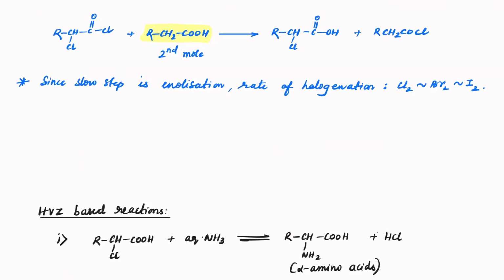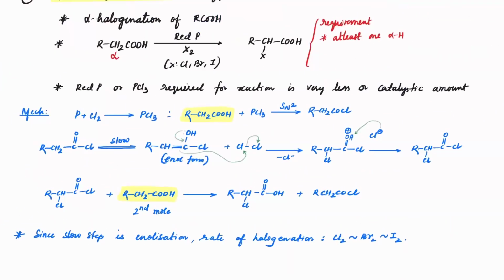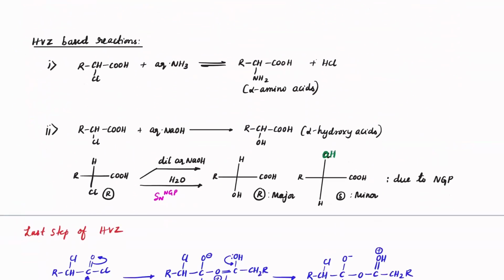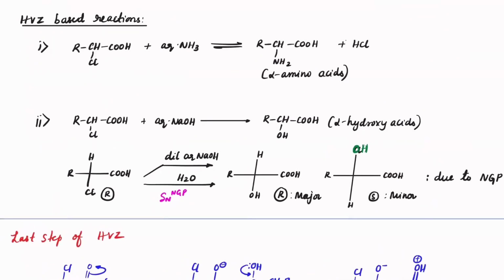HVZ has a lot of advantages, especially if you want to make proteins, amino acids. This is a very, very useful process, so let me show you how. First reaction set, HVZ based reaction. We have RCHCl acid reacting with aqueous ammonia. Now, ammonia as a nucleophile, if it attacks here, chlorine can be released, and you'll get an alpha amino acid.